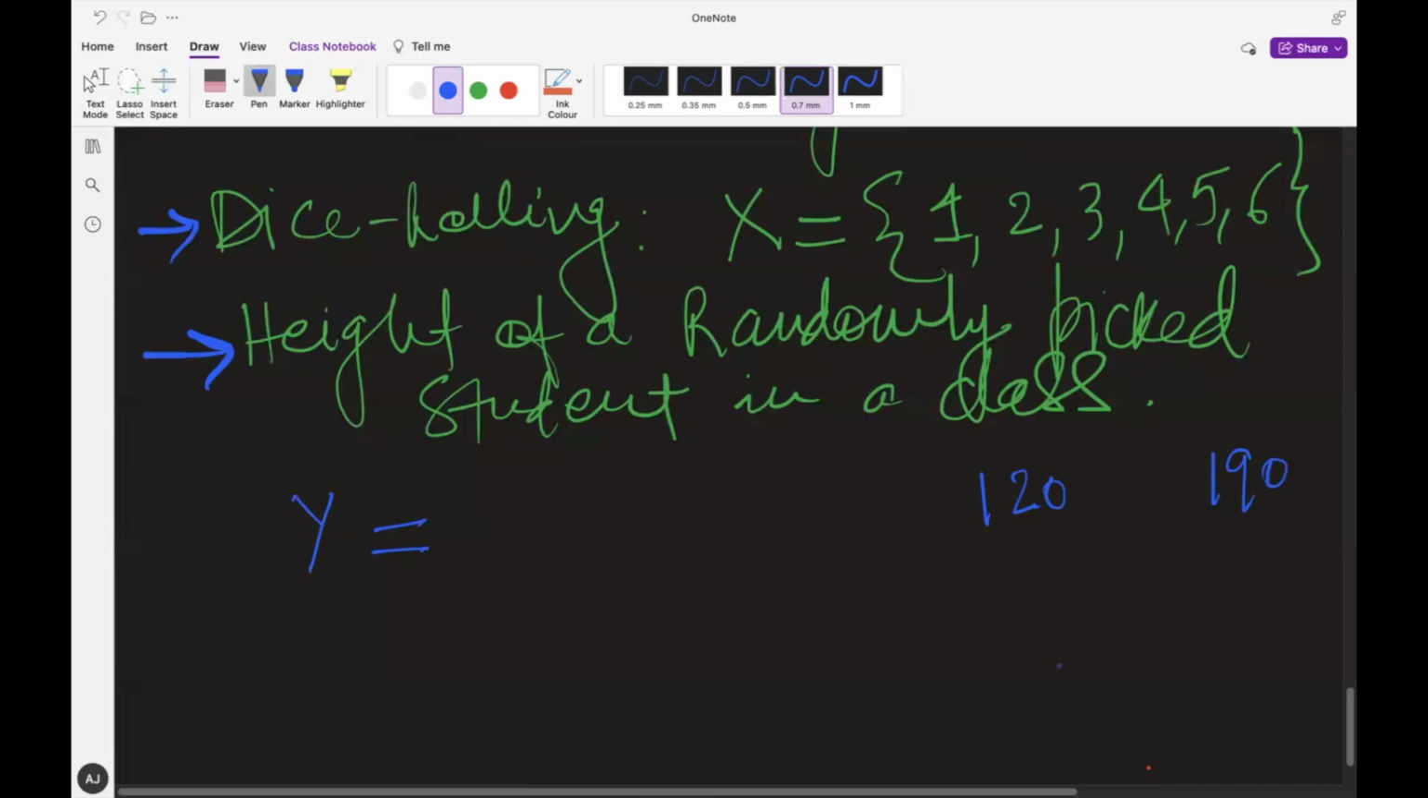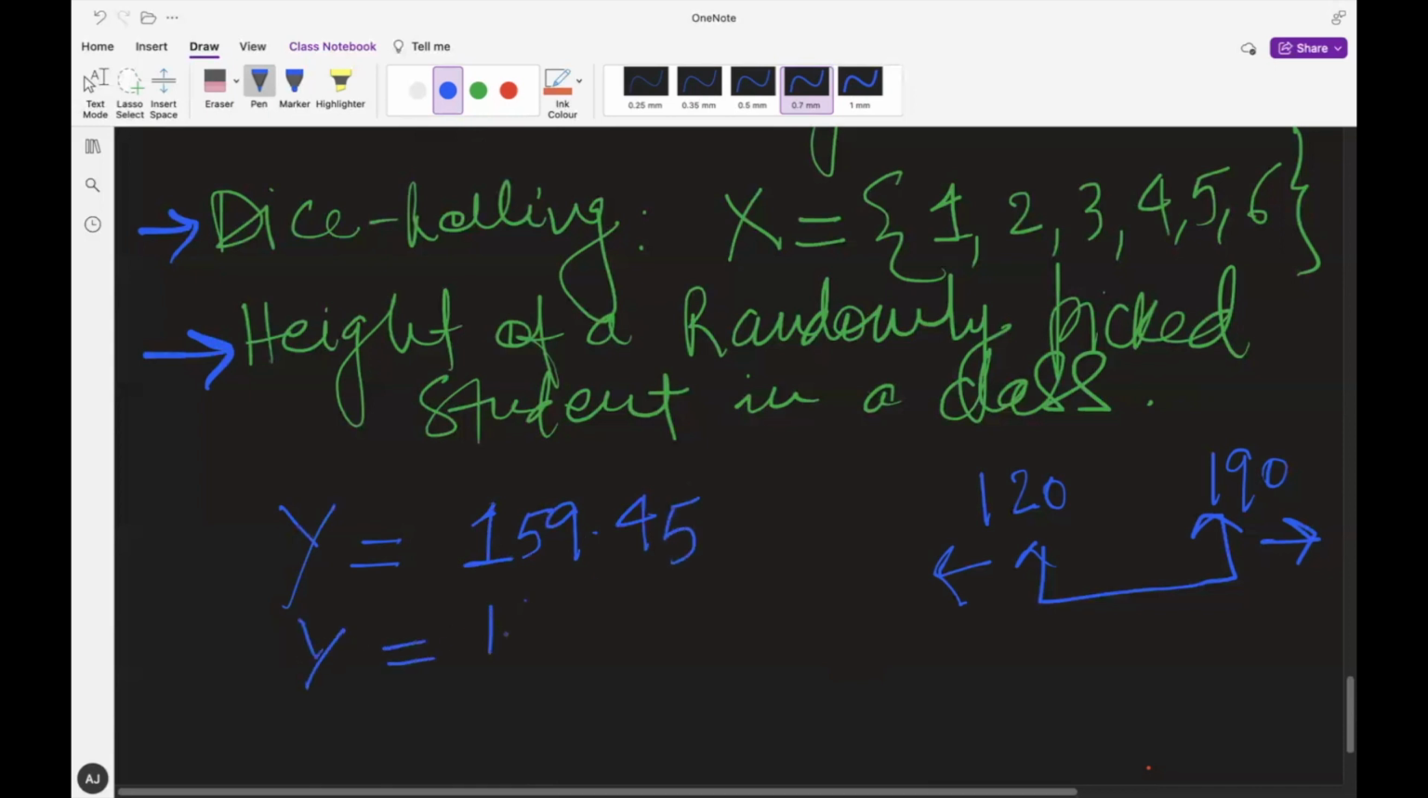So most students can take values between 120 and 190 centimeter. Of course, there might be some people who are shorter than 120 centimeter and who are taller than 190 centimeter, but most people lie in this region. So your y, which is nothing but the height of a randomly picked student in a class, could be something like this. Y could be, let's say, 159.45, or y could also be 142.62. It could be any real number here.